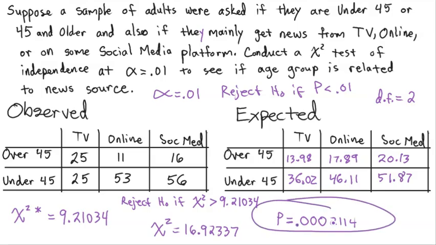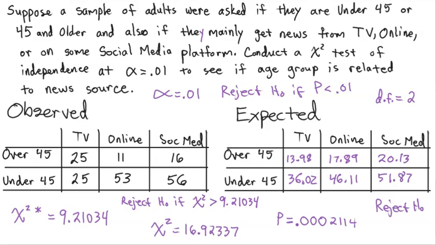So here's the p-value, 0.0002114. And now we can see very clearly that the chi-square test statistic is greater than 9.21034, and we can see that the p-value is clearly less than 0.01 because it's 0.0002114. Okay, and so we can reject H sub O. And that is one example of how we can just use Numworks to get all of our stuff for doing a chi-square test of independence.